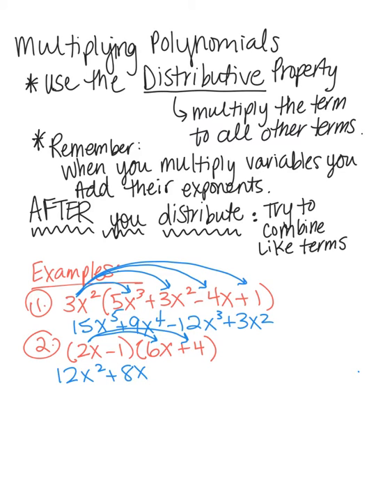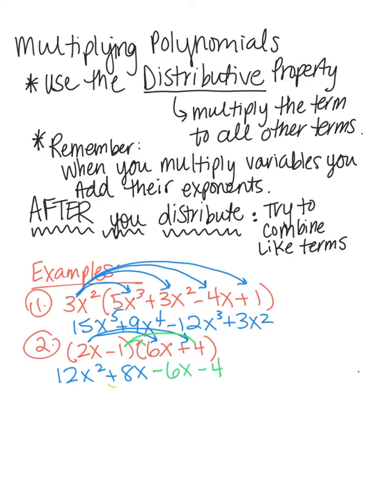Now I'm going to distribute this negative 1 as well. So negative 1 times that 6x is going to give me a negative 6x. Negative 1 times 4 is going to give me a minus 4. Now, last time, after I distributed, I was finished because there were no like terms. But now I do have some like terms.